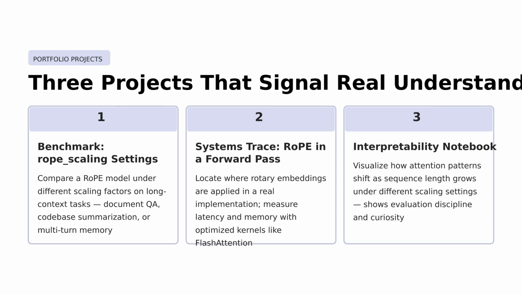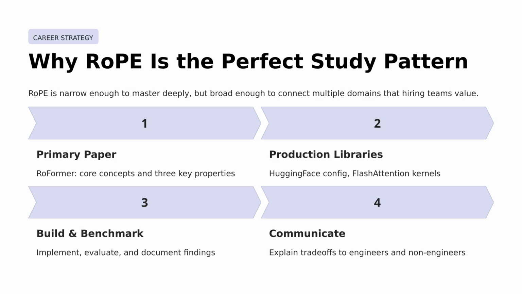Here are 3 portfolio projects that show real understanding. First, benchmark RoPE scaling settings on long context tasks like document QA, codebase summarization, or multi-turn memory. Second, trace where rotary embeddings appear in an actual forward pass, and measure latency and memory with optimized kernels, such as FlashAttention. Third, build an interpretability notebook that visualizes how attention shifts as sequence length grows under different scaling choices. RoPE is a great topic for career growth because it sits in the sweet spot between depth and breadth.